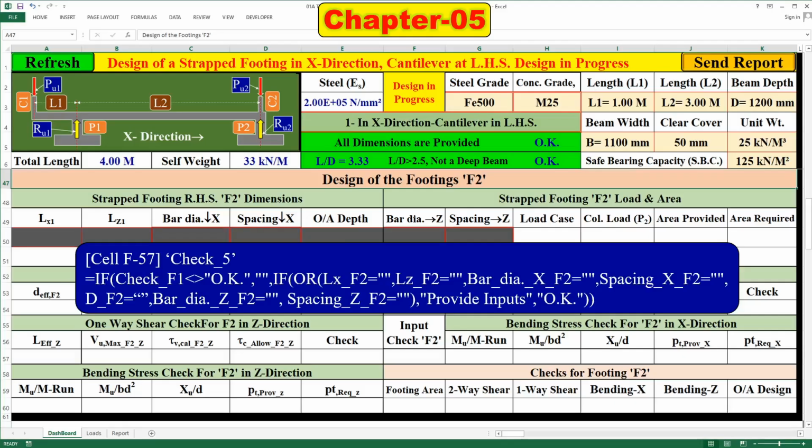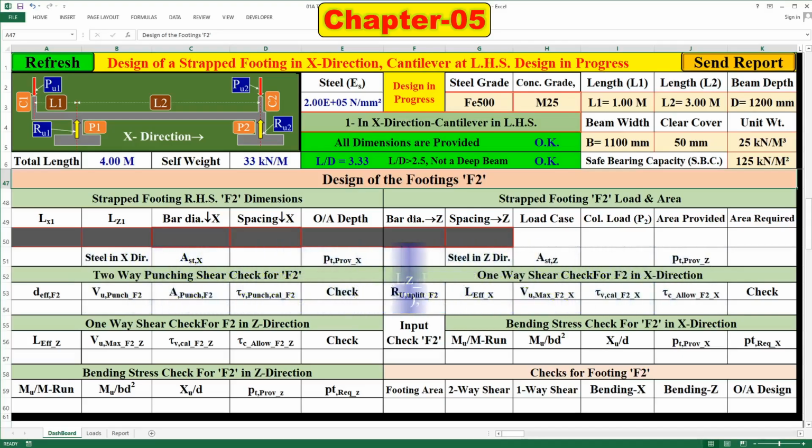Diameter of the bars in the Z direction, bar_dia_Z_F2. Spacing of the bars in the Z direction, spacing_Z_F2. If Excel finds that any of these valid inputs are missing, it will type provide inputs, otherwise, it will type OK. With this, we have completed the design of footing F2 and are entering the final chapter of this program, which is chapter 6. Let's go.